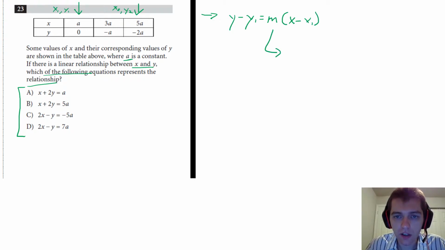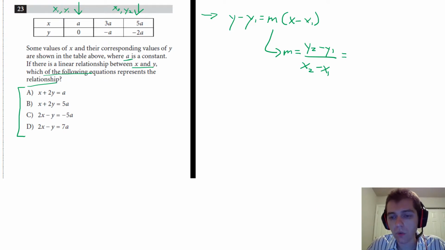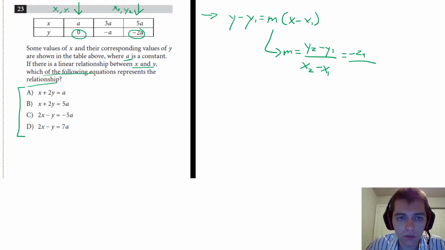And the first thing to calculate out of that is m, the slope, which is equal to rise over run, which means y2 minus y1 over x2 minus x1. So we can plug in what we'd already picked as x2, y2, and x1, y1. And it would work if you picked any of those points as the first x and y and the second x and y. So y2 is equal to negative 2a, right? It's right here. Minus y1, which is 0. So it's just negative 2a divided by x2, which is equal to 5a.